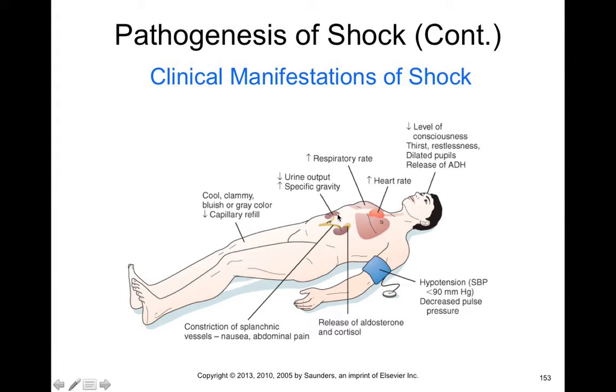And also due to low perfusion pressure, you're going to see decreased urine output because the kidneys aren't receiving enough blood flow to make urine, and therefore an increase in the specific gravity of any already existing urine.